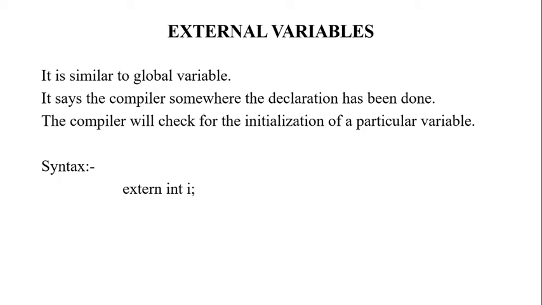Whereas in the case of a static variable, we cannot access the static variable throughout the entire program. We can access the static variable inside a particular block only, so it is local to that particular block. Whereas in the case of an external variable, it is a global variable. We can access the global variable inside any function.